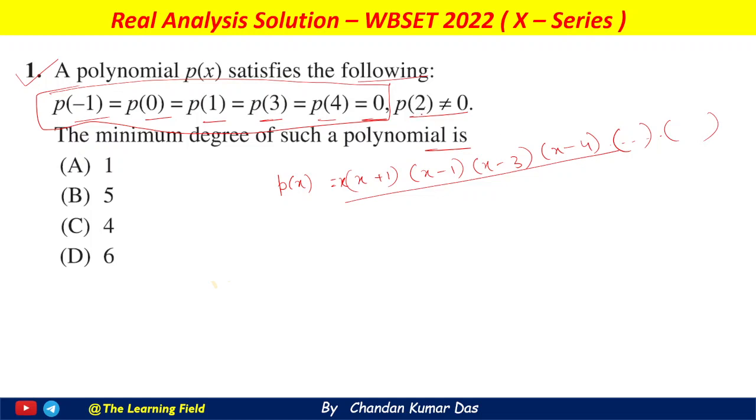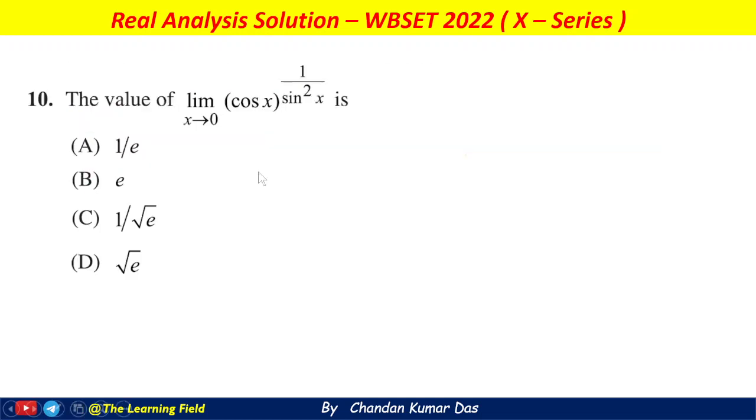And p(2) is not equal to 0, it is given. Therefore the minimum degree of the polynomial is what? 1, 2, 3, 4 and 5. So the minimum degree of the polynomial is 5 here. Option B is correct here. Okay, go to the next question. This is question number 10.